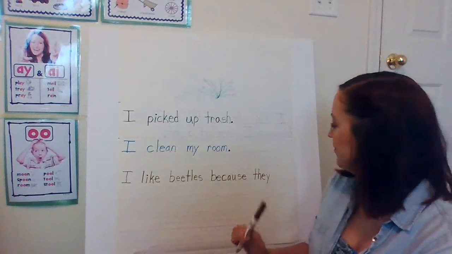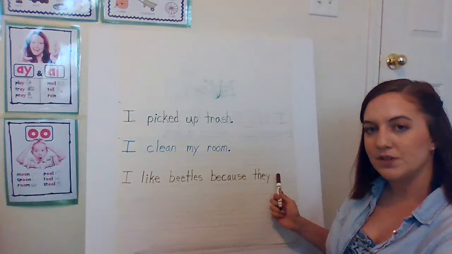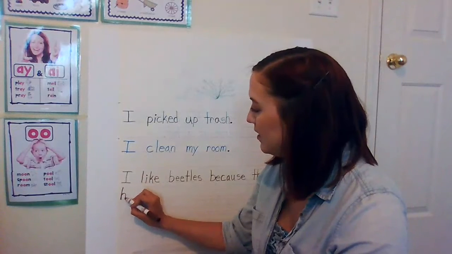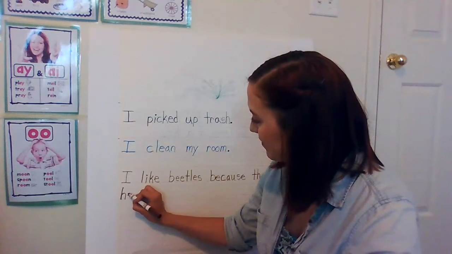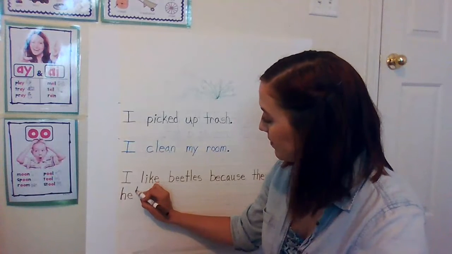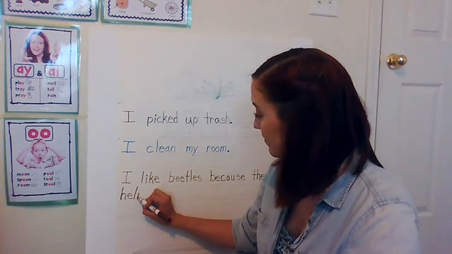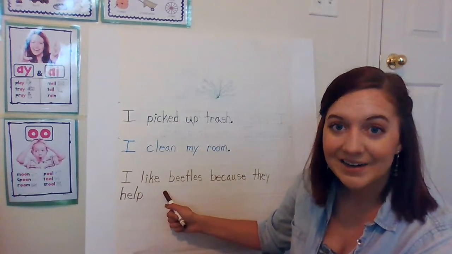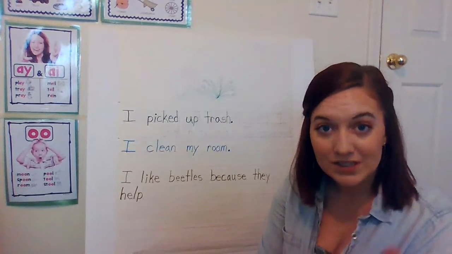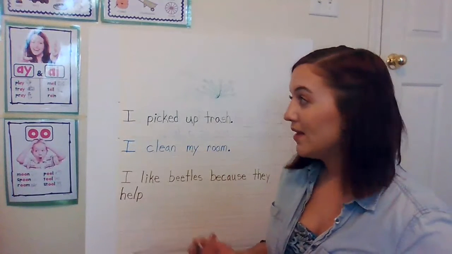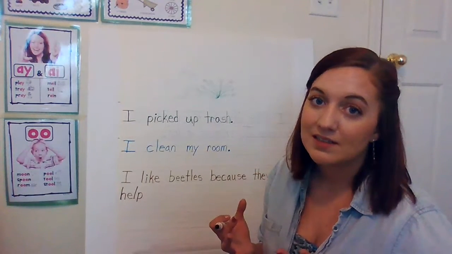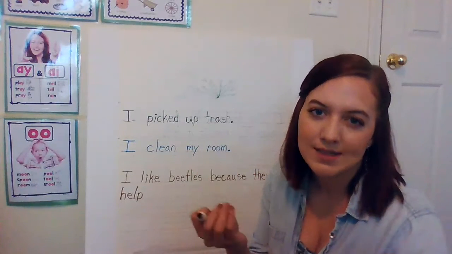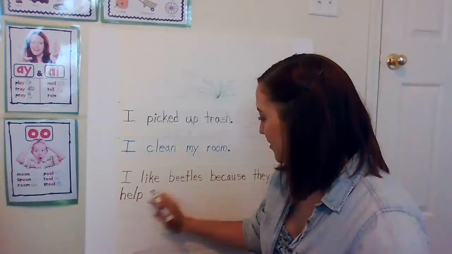because they, I don't know that I'm going to be able to fit the word help here, so I'm going to come over here. I like beetles because they help my. Now remember, my is one of our sight words. We've worked with it a lot, so we should know how to spell it, but if you can't remember what letter's making that I sound at the end of my, that's okay. Just use something that makes sense with the sound. So I'm going to have my finger space.